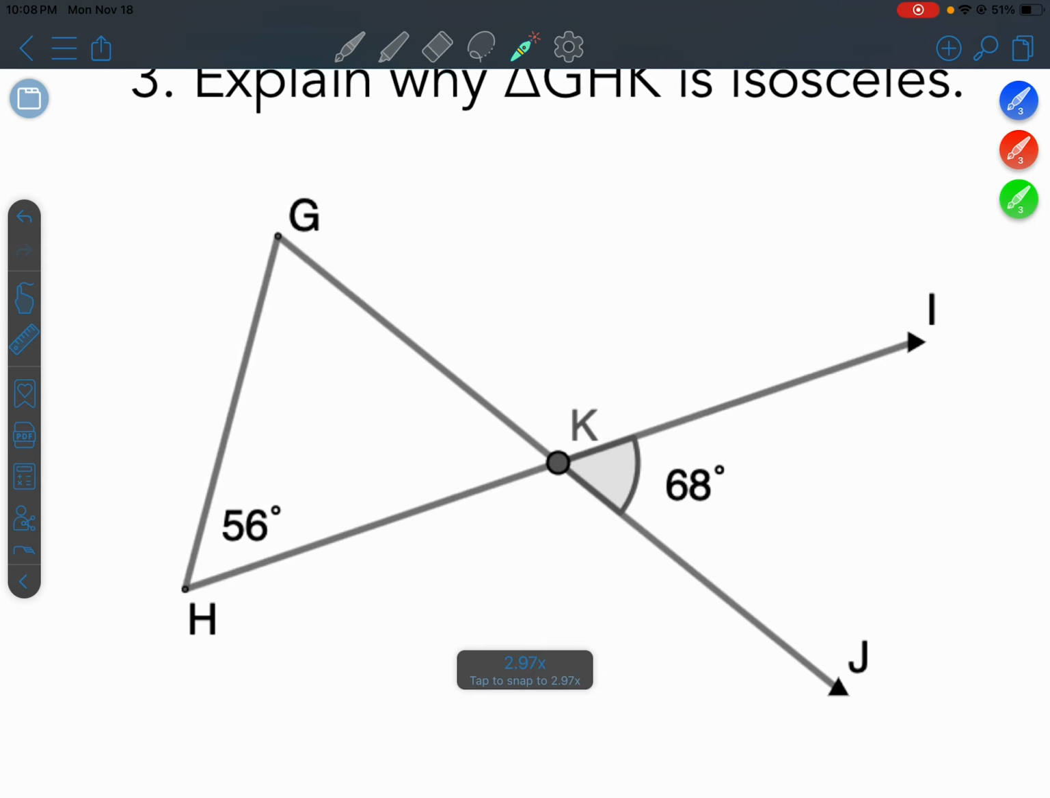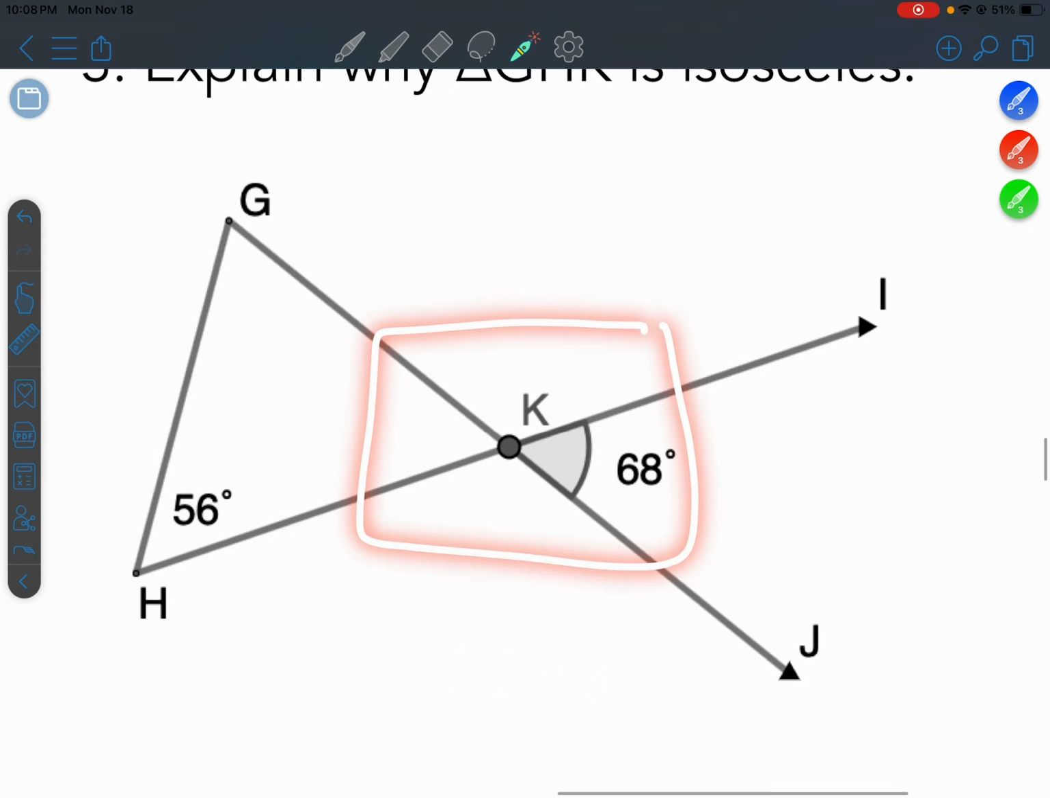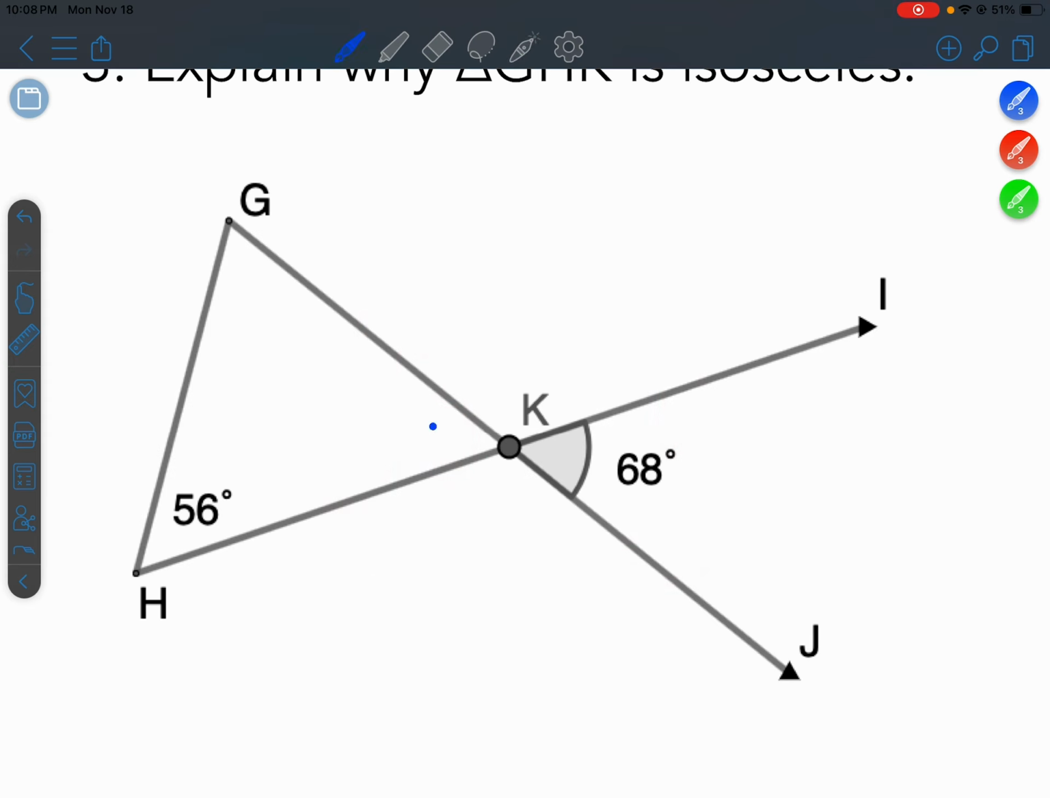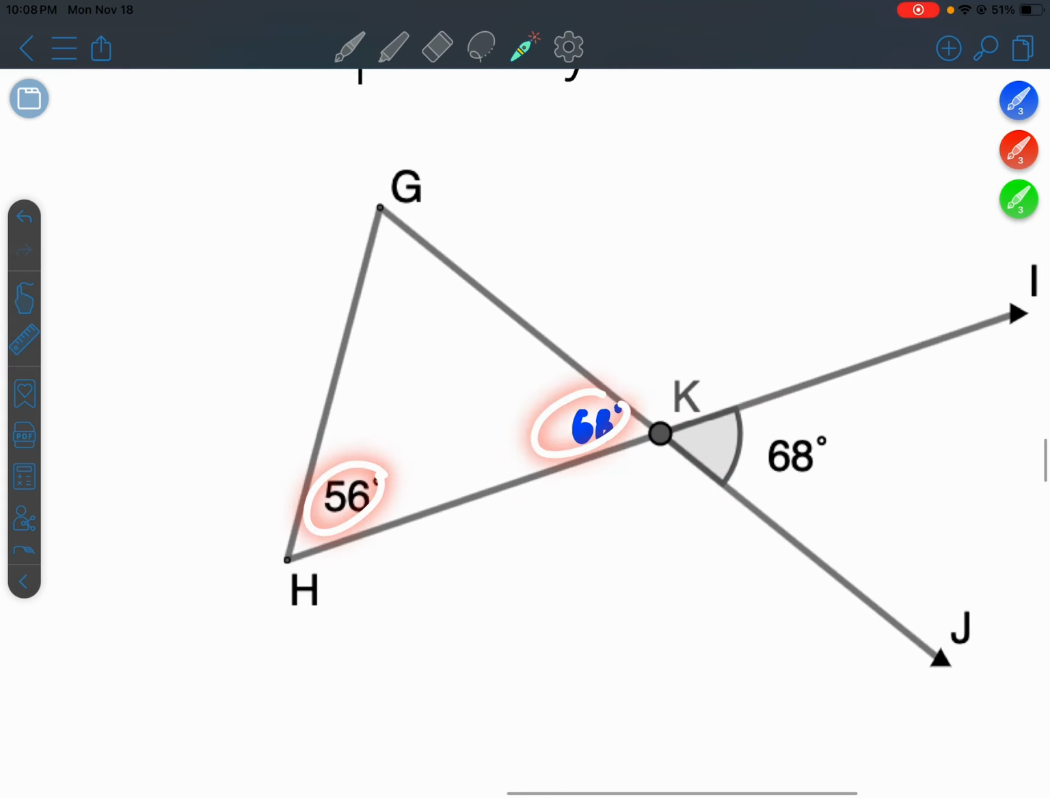If we focus on this part of the image here, I might ask you, what's the angle across from 68? And I hope that you would agree with me that it's 68 degrees. These are what's called vertical angles. They have the same measure. Now that we know two measures of this triangle, I might ask, what's the missing measure?